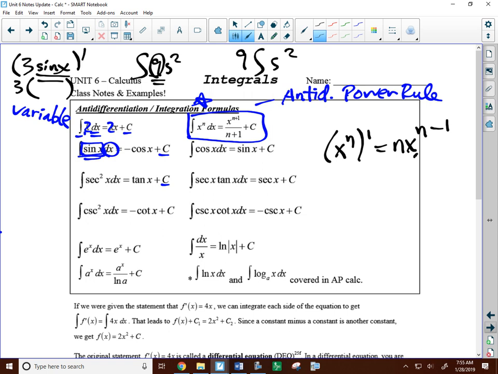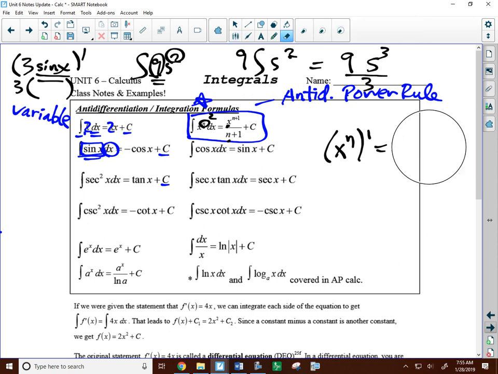So then the power rule for antiderivatives is this. x to the n plus 1. So that just means you add 1. So right here, I'd have the 9 come down, and then I would add 1, s to the third power. Okay, over n plus 1, so n was 2. And so over 2 plus 1, which is 3.